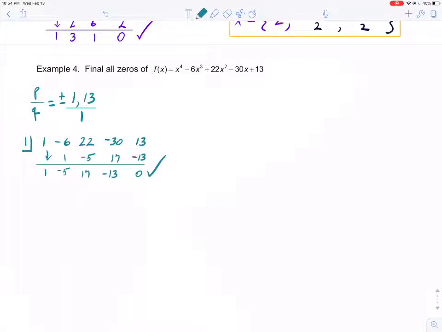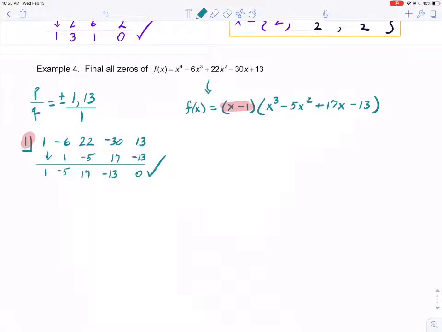So perfect. What we're saying here now is our original f of x statement can be broken down into the factor x minus 1, again extracted directly from this, x minus 1, times my coefficients give me x cubed. Remember, we started with an x to the 4th, so the next one's going to be x cubed. x cubed minus 5x squared plus 17x minus 13.